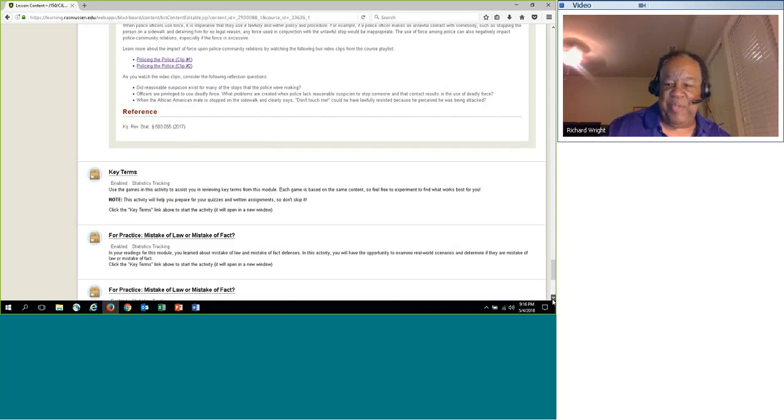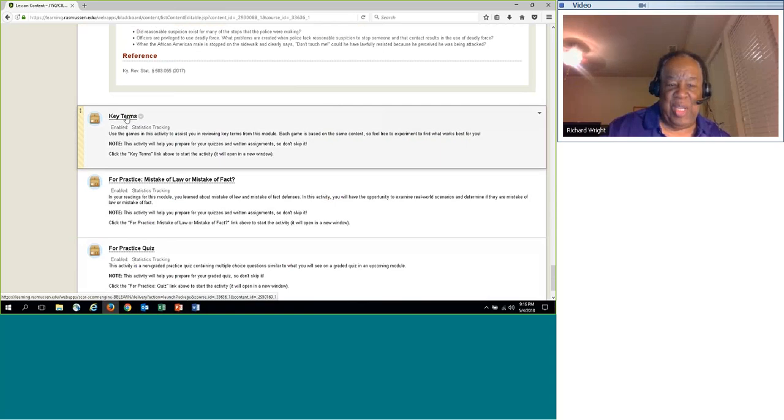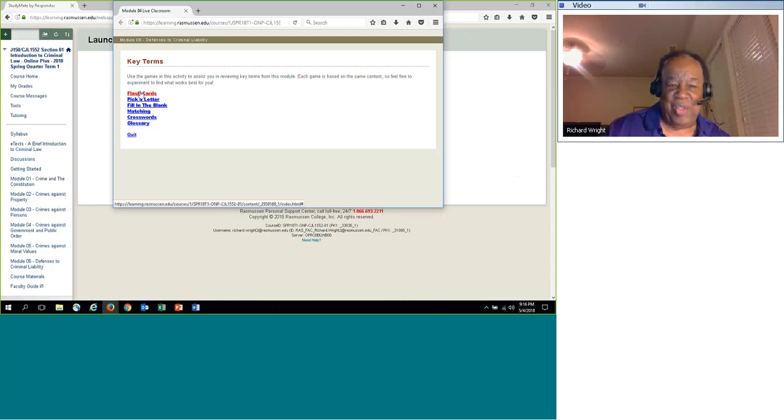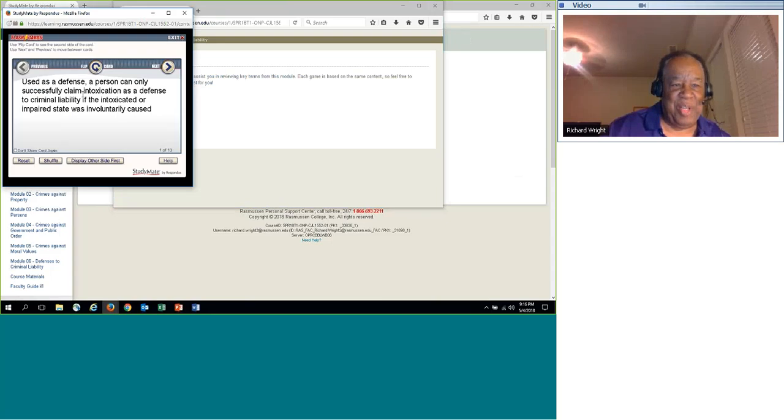So in the end, I want to remind you again to look at the key terms, and I always point out to you how that works by going to the flashcards. When you go to the flashcards, it pops up in another window. A person can only successfully claim intoxication as a defense to criminal liability if the intoxicated or impaired state was involuntarily caused. And what do we call that? Intoxication.